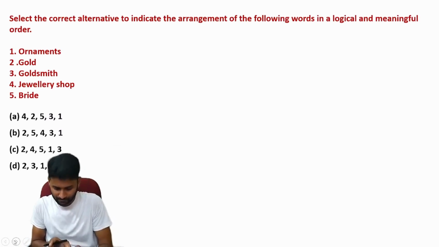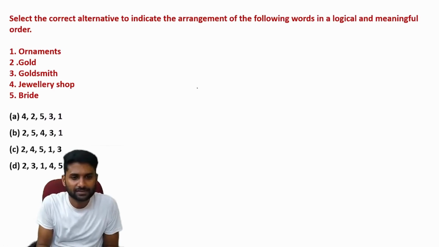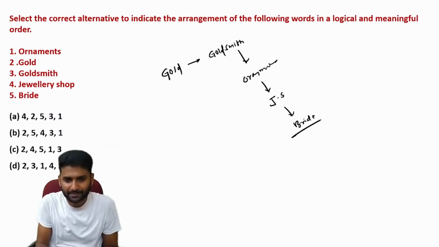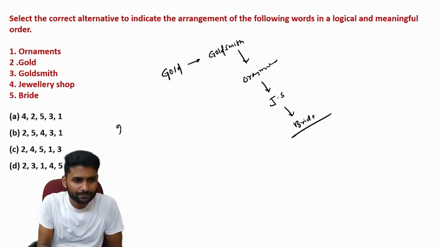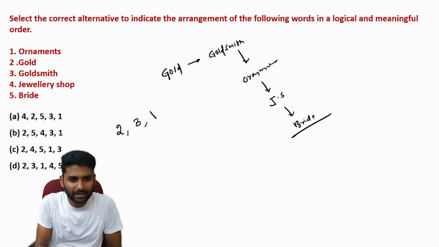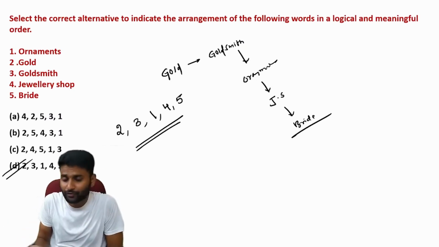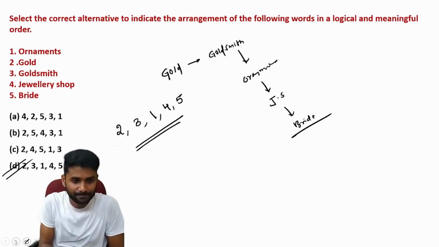They have given five different pieces of information. See, what is the logical order here? First is gold. Then it went to the goldsmith. And the goldsmith makes an ornament. The ornament goes to the jewelry shop. Then finally it reaches the bride. So if you go through the order here, gold is 2, then goldsmith is 3. Now we have to move on to the ornament, 1, then jewelry shop 4, and bride is 5. So the logical sequence is 2 1 3 4 5, which is the correct answer. That is the logical sequence. Is it clear?